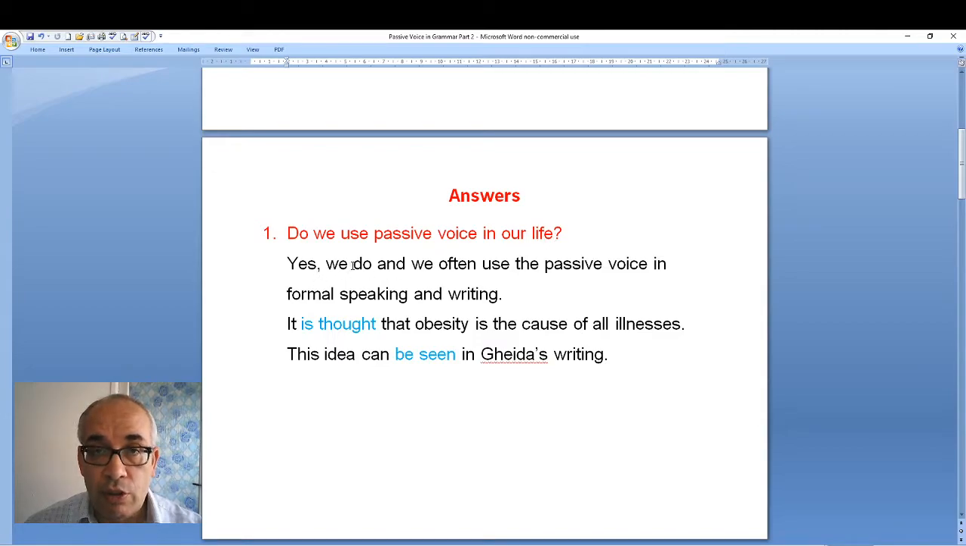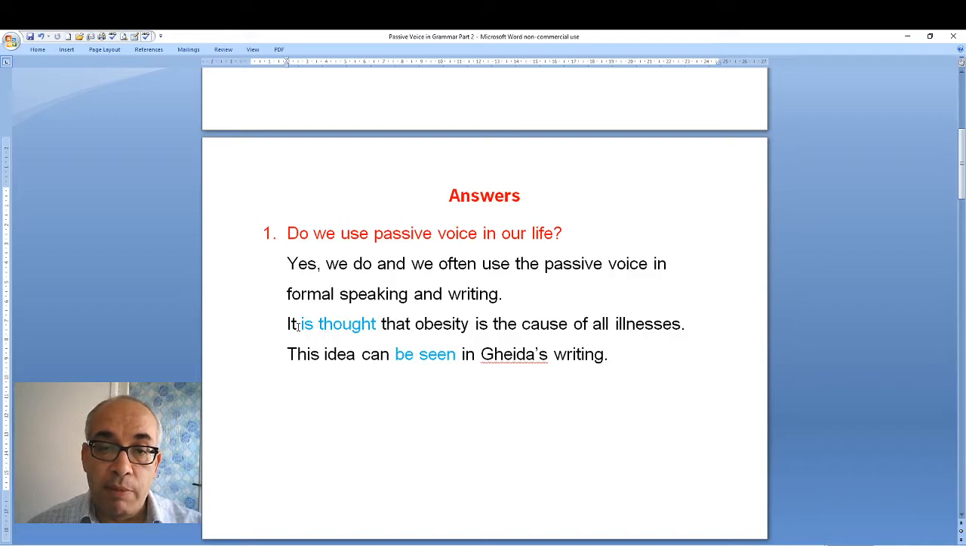Yes, we do. So we use passive voice in our life, and we often use the passive voice in formal speaking and writing. For example, it is thought that obesity is the cause of all illnesses. This idea can be seen in Gaida's writing. Of course, is thought, this is passive voice. Be seen is passive voice. And this is very academic. This is academic writing. But I will give you easy examples about passive voice.